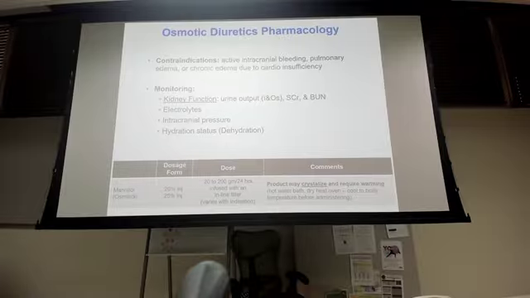You can't have an active internal cranial bleed and get mannitol. Pulmonary edema shouldn't be used because we talked about why, the contraindications, the adverse effects. That fluid shift is going to put fluid into your lungs, and that's going to make your congestive heart failure, pulmonary edema worse. Monitoring, no big surprises, right?